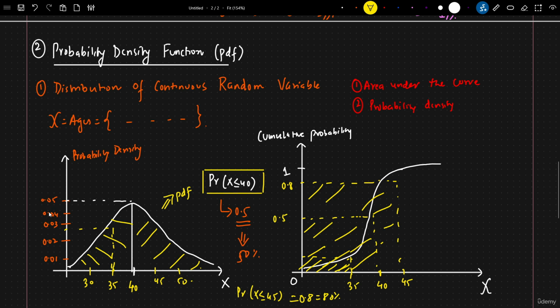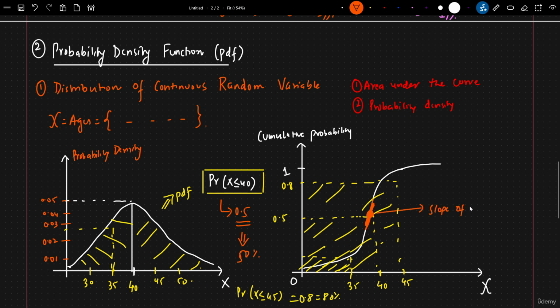How did we get this probability density? Let's consider 40. How did we get this 0.05? For 40, we are specifically considering this point. In order to calculate the probability density, we need to find the gradient, or slope, of this point.